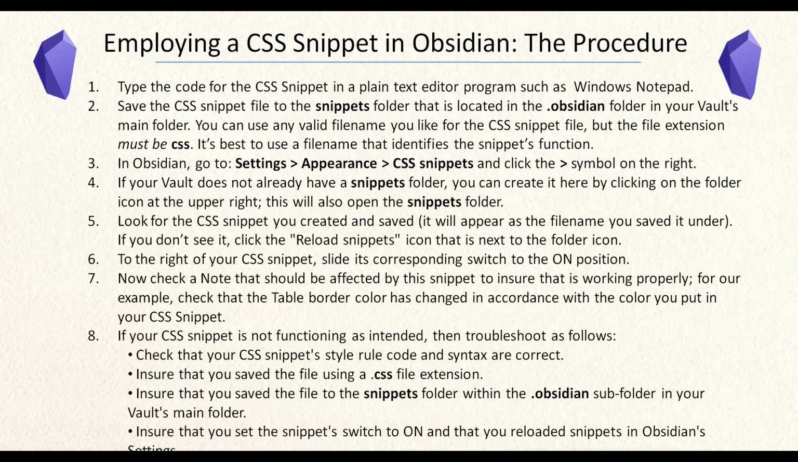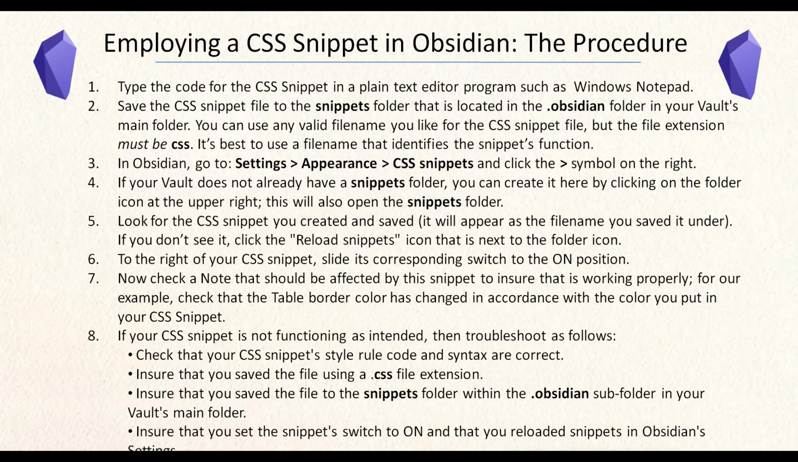Oh, and I will demonstrate all of this in an actual Vault after I talk through it. Okay, first, type the code for the CSS snippet in a plain text editor program such as Windows Notepad. Second, save the CSS snippet file to the snippets folder that is located in the .obsidian folder of your Vault's main folder. You can use any valid file name you like for the CSS snippet file, but the file extension must be CSS. It's best to use a file name that identifies the snippet's function.